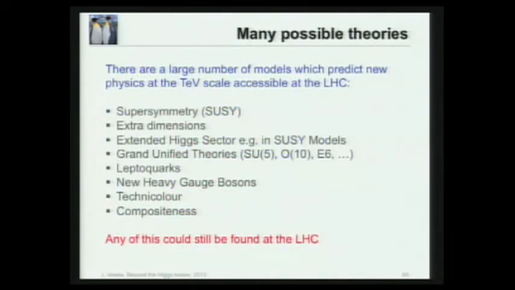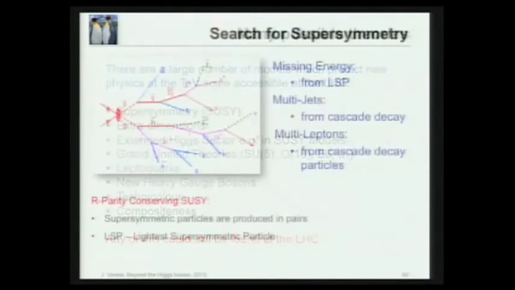Now, which theory will do this cancellation, or which model will show up? We don't know. There are many possibilities. I've told you about supersymmetry, extra dimensions, but there are others. I also told you about grand unified theories and leptoquarks. There is technicolor. There are some models of compositeness. So we have to do the experiment and see if something happens.